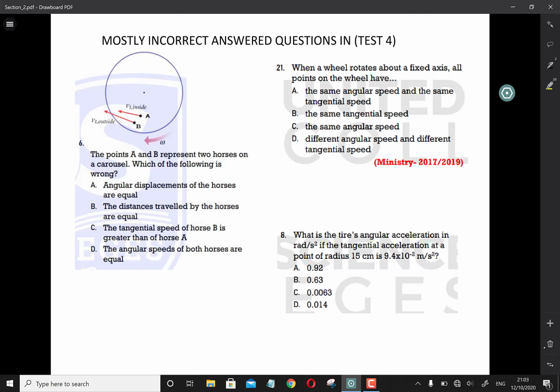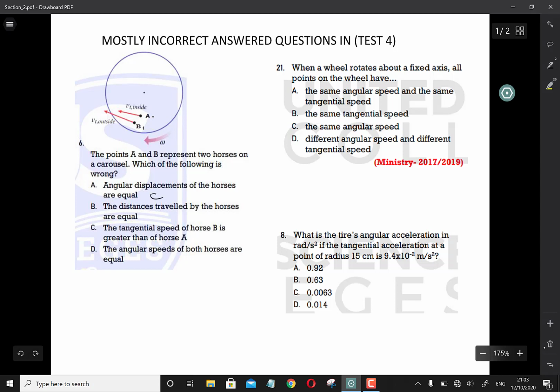The points A and B represent horses on a carousel. So here is point A, here is point B. Which of the following is wrong? A. Angular displacements of the horses are equal. Yes, the carousel is a rigid object and every point on that rigid object displaces with the same angular displacement because it's rigid. This is correct.